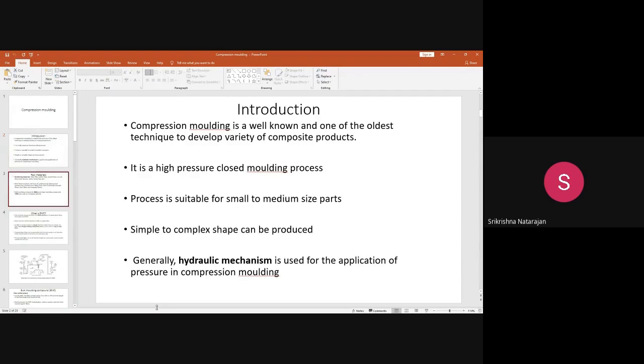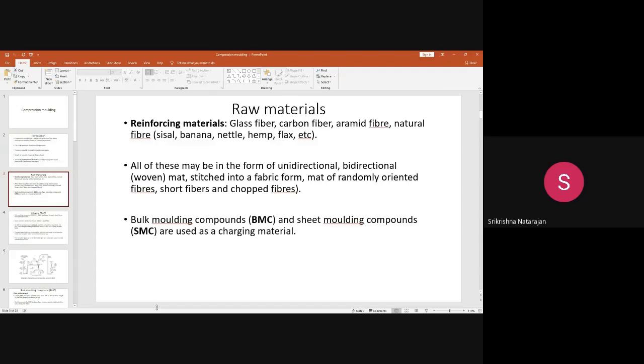Okay, so what are the raw materials used in this process? The reinforcing materials used are high performance fibers and some natural fibers, like glass fiber, which is synthetic, carbon fibers, and aramid fiber. These are the high performance fibers used as the reinforcement. Apart from that, you can also use natural fibers which have high strength, like sisal, banana, nettle, hemp, flax, etc.